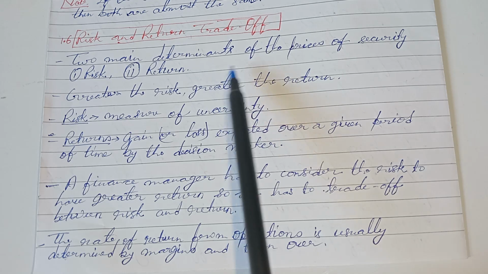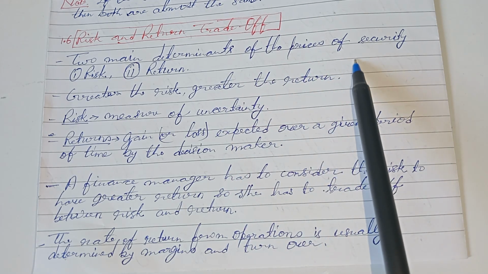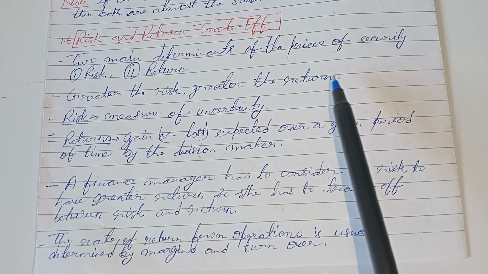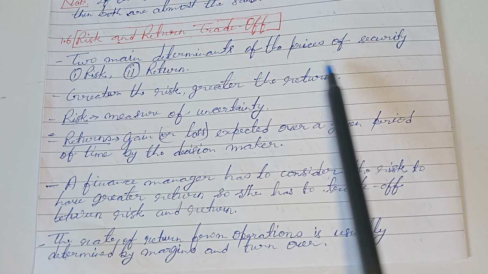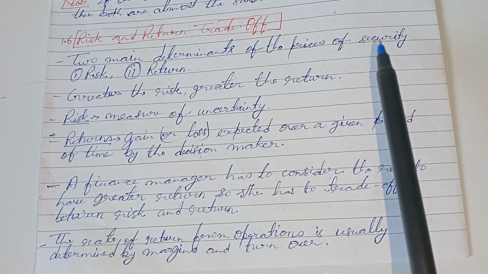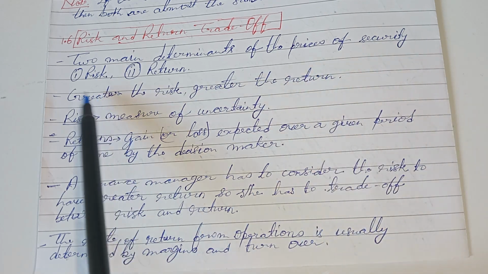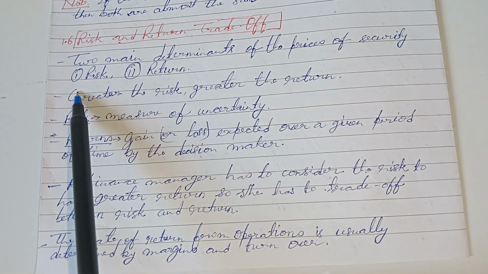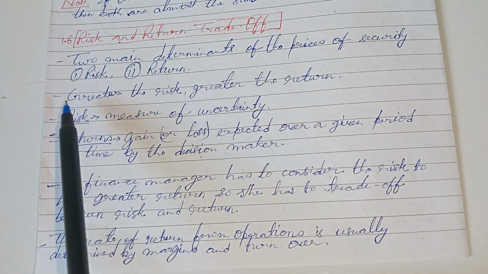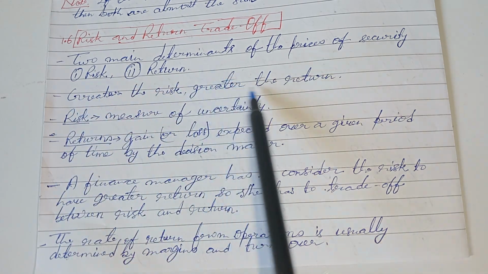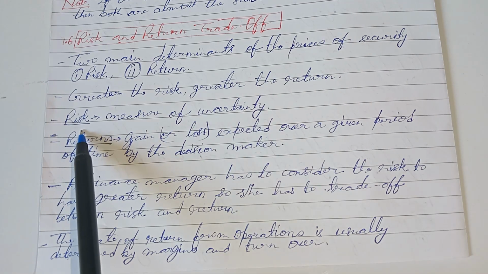So now next, risk and return trade-off. Two main determinants of the price of security. The price of the security is mainly determined by two factors. First it is the risk, second it is the return. So greater the risk, greater the return. Risk, what is this risk?